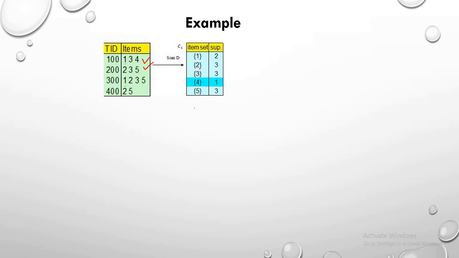Next, for item 2, you have to see in how many transactions it appears. Here it is 1, 2, 3, so it is 3 times. Next, item 3 is also 3 times, and item 4 is only 1 time, in the first transaction only. Item 5 is 3 times. Now this is one iteration, meaning one pass is done.